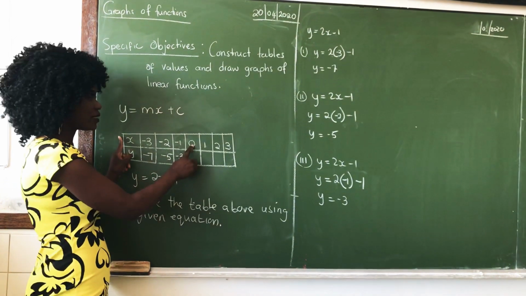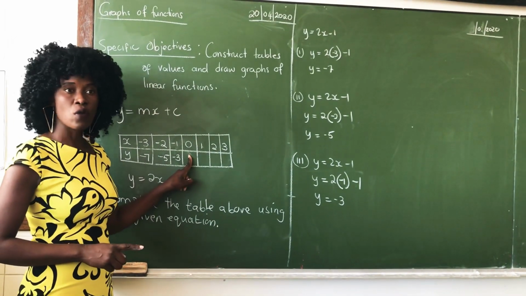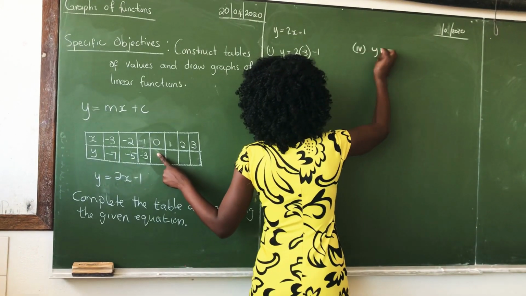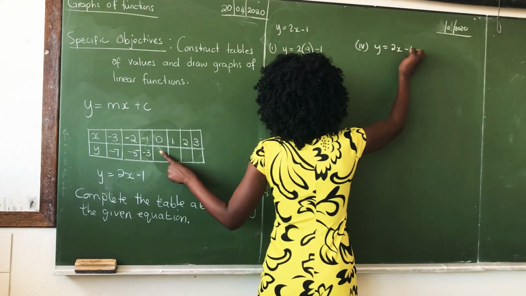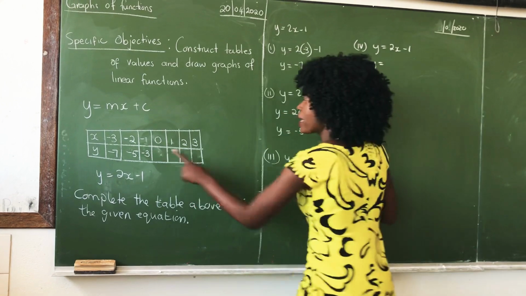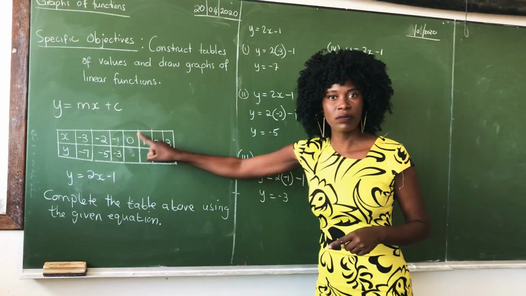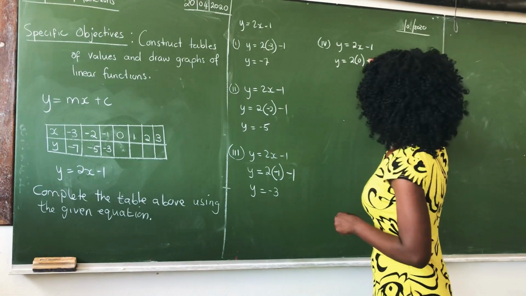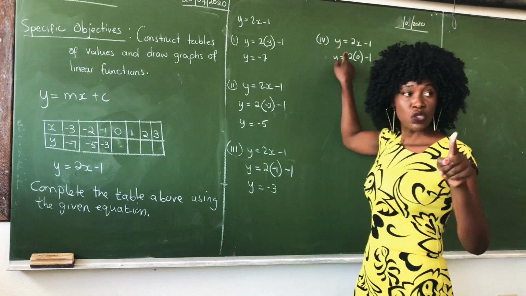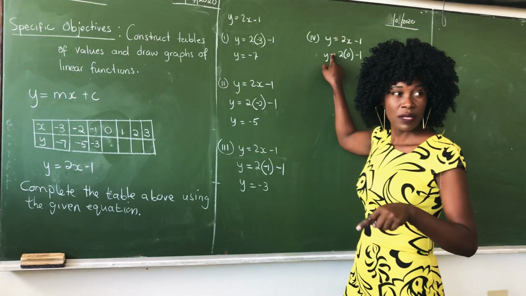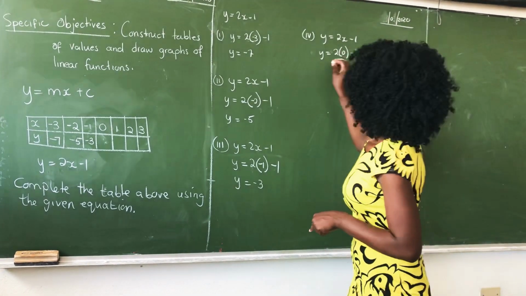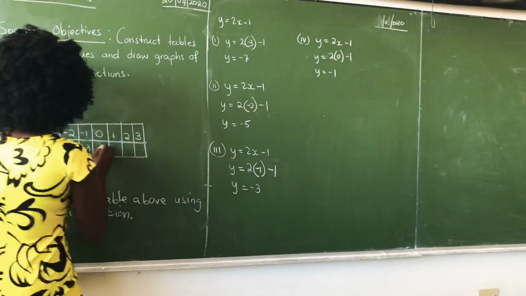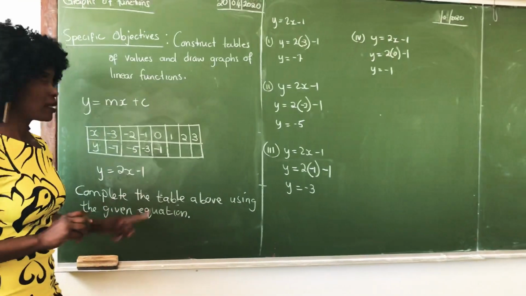When x is 0, what will be the value of y? Using the same equation, y equals 2x minus 1. So our x is now 0, so it will be 2 times 0 minus 1. 2 times 0 will be 0, and 0 minus 1 will be -1. So we write it there, we complete our table.